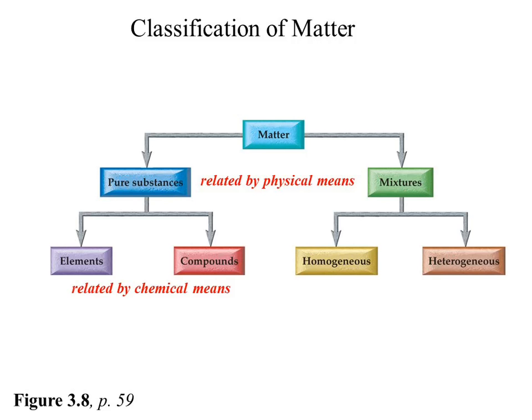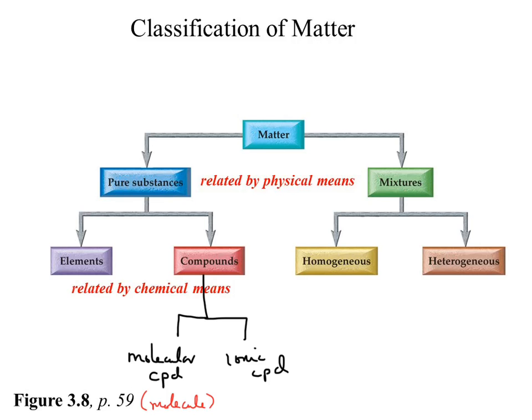Under compounds, I'm going to add to the structure, and just based upon what I just now said, I'm going to say compounds can either be molecular compounds, CPD is my abbreviation for compounds, or ionic compounds. And if it's a molecular compound, your repeating unit is a molecule. And if it's an ionic compound, what's your repeating unit? It is a formula unit.